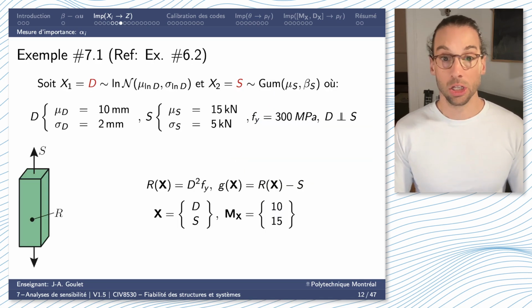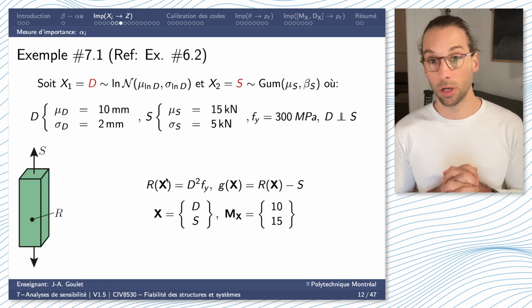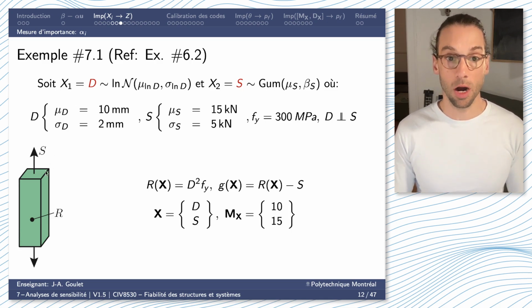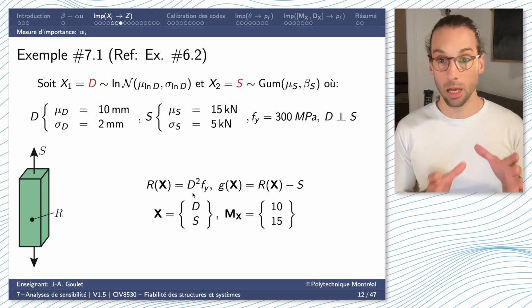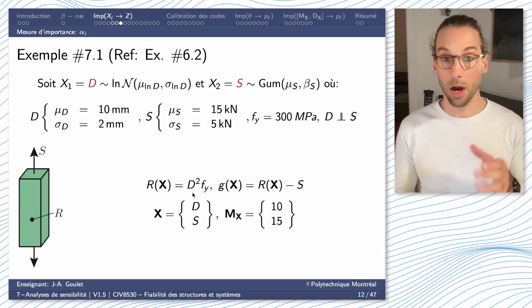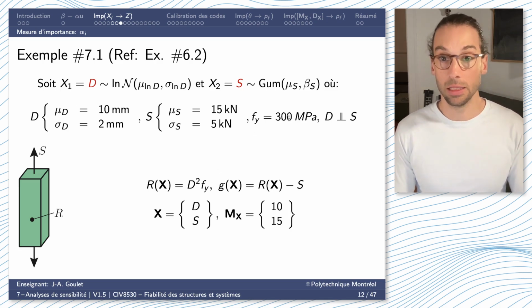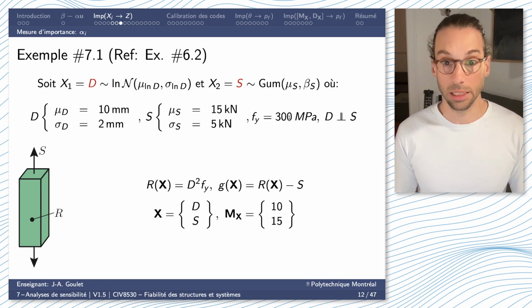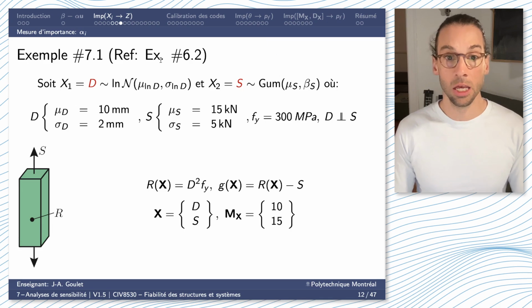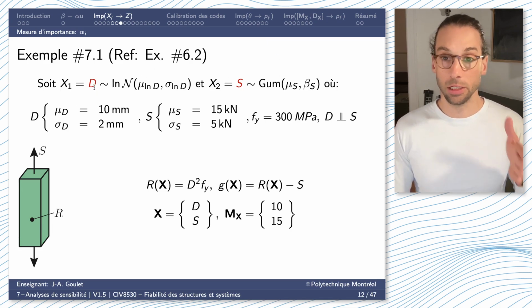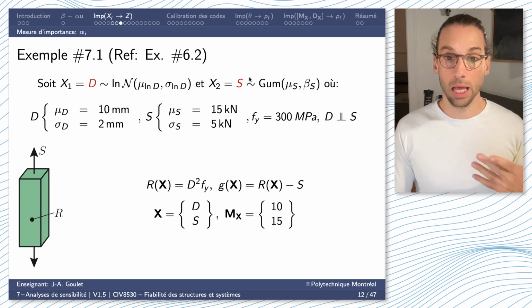So if we apply this to a component reliability problem, we have our bar subject to a tensile force S, which has a resistance R, where the resistance is governed by the cross section of my bar: d squared times fy, the elastic limit fy, which is 300 megapascal. In this case, d, the dimension of my bar, is going to be lognormal. X, the solicitation, is going to be Gumbel. These are the mean and standard deviation for each variable.